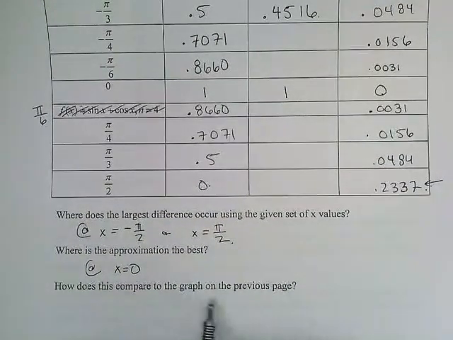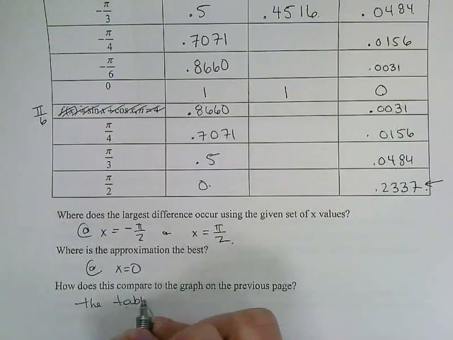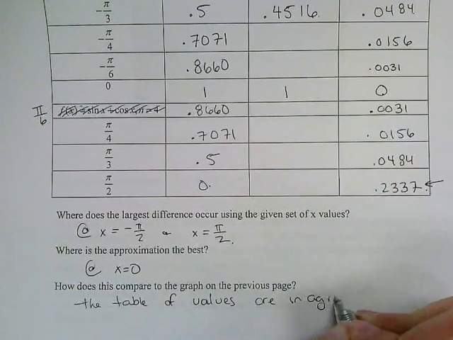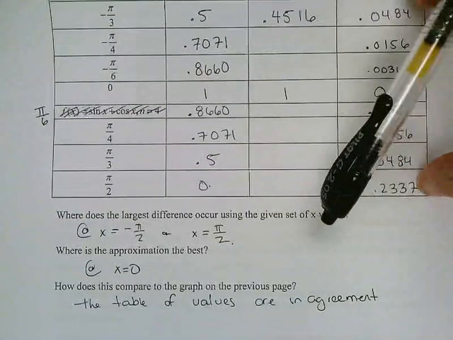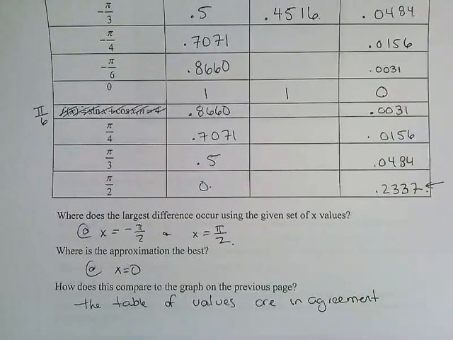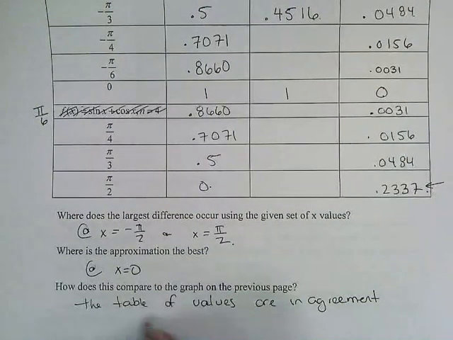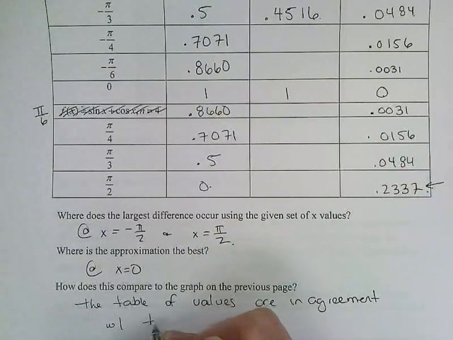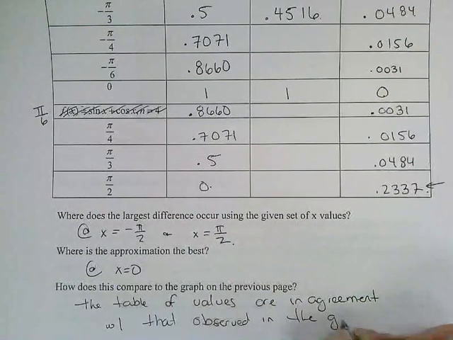Alright, how does this compare to the graph on the previous page? The table of values are in agreement. Can you agree? It's obvious that it was diverging when you were getting closer to the interval of convergence, to the ends of it, and then in between it was almost perfect. So the table of values are in agreement with that observed in the graph.